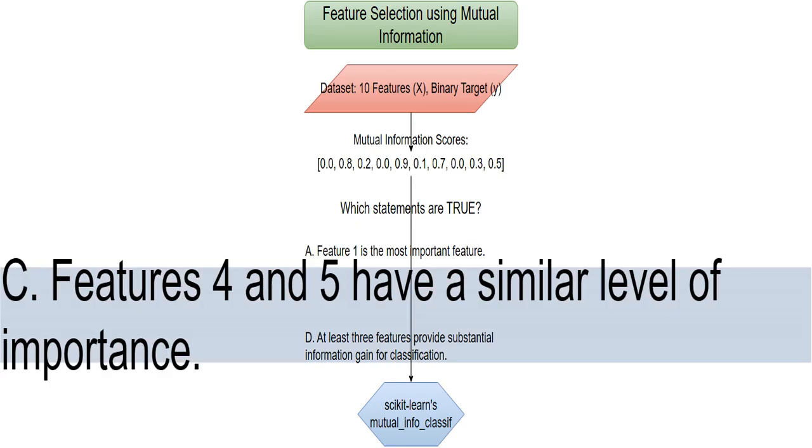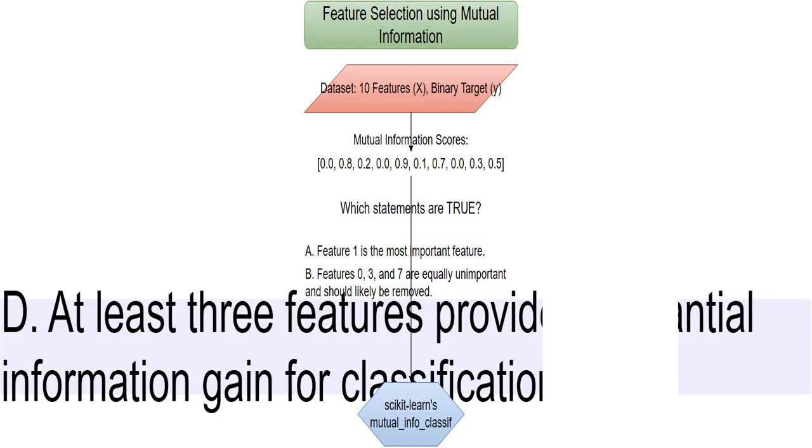This statement asks if features 4 and 5 have similar mutual information scores. We'll check to see how close those scores actually are to each other. This statement asks whether there are at least 3 features with high mutual information scores, indicating they are useful for prediction. This is what I'll need to check.